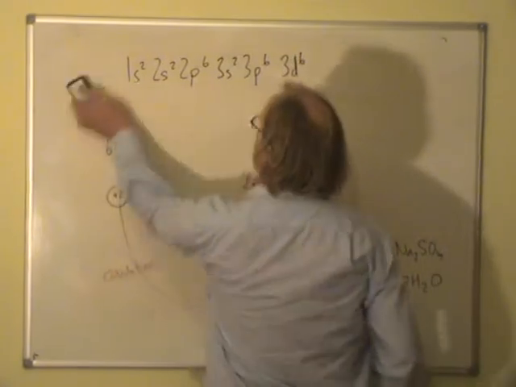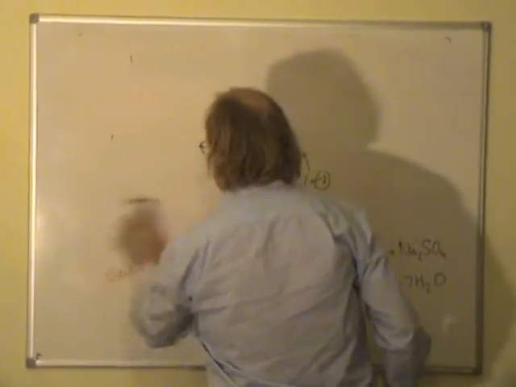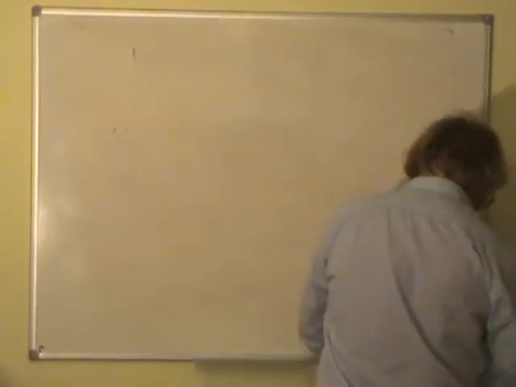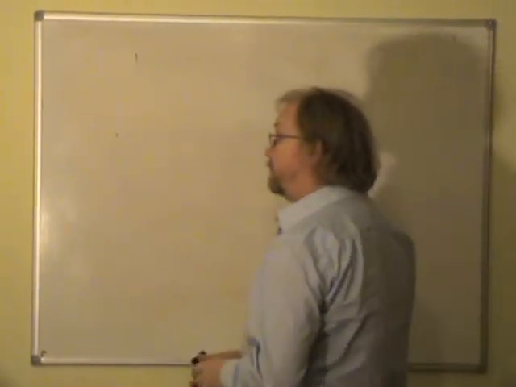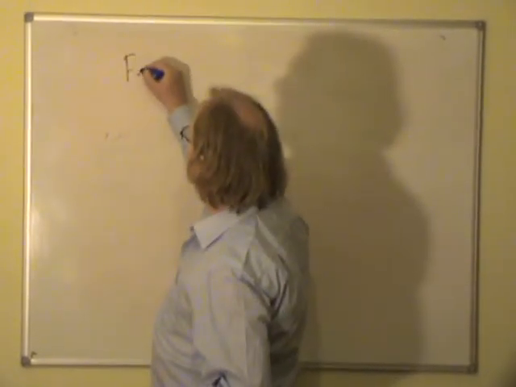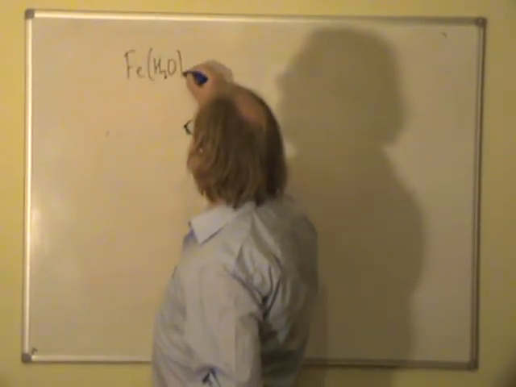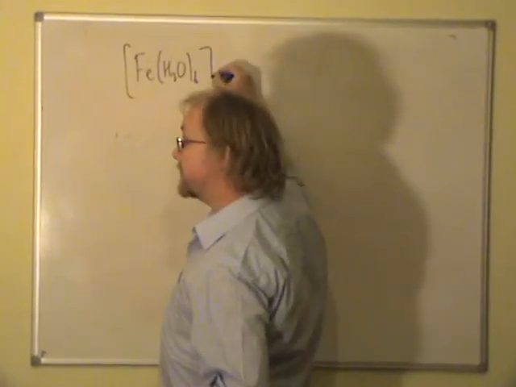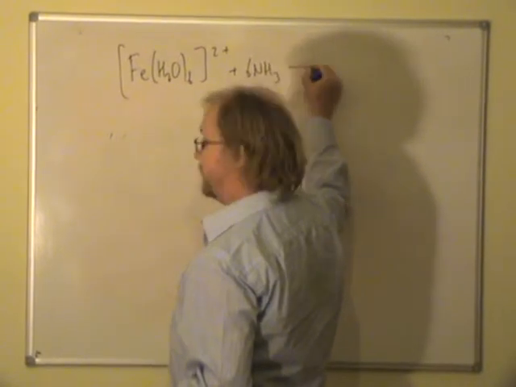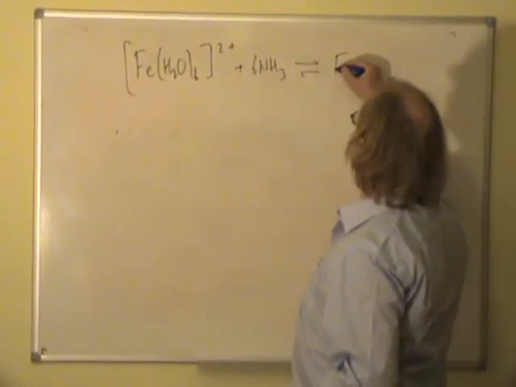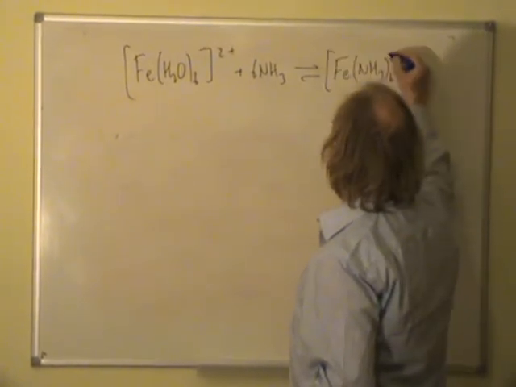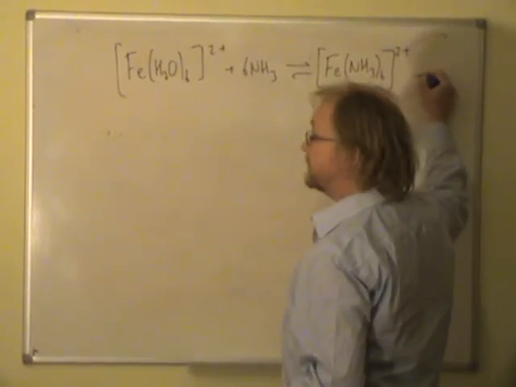Okay, next little bit is about stability constants. So you have to learn the definition of the stability constant based on an equilibrium that you're given. So here we've got the hexaaqua [Fe(H2O)6]2+ plus 6 ammonias in equilibrium with [Fe(NH3)6]2+ and 6 waters.